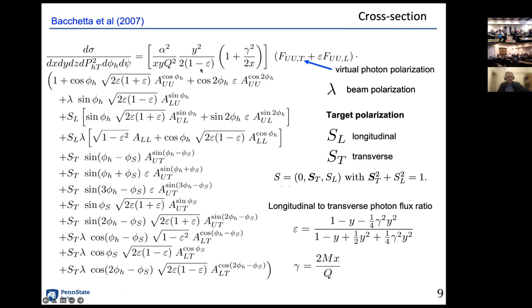This factor epsilon here is the ratio of the longitudinal to transverse photon flux. And gamma here is 2Mx divided by Q, a kinematical factor. For the angles, phi_h is the azimuthal angle of the hadron, and phi_S is the azimuthal angle of the polarization vector, the transverse polarization.